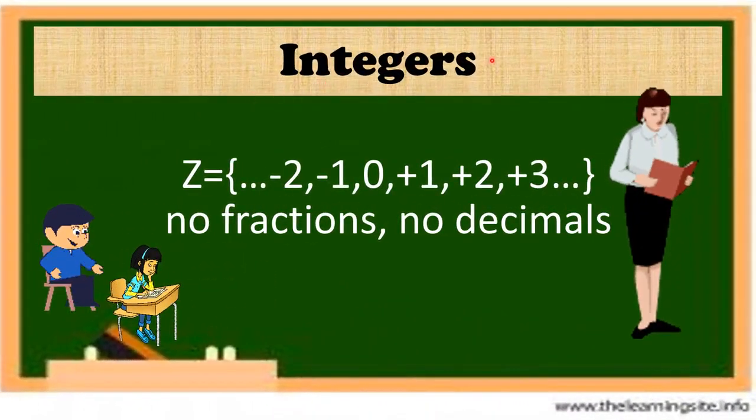The set of integers, represented by letter Z, includes 0, the positive integers to the right of 0 up to infinity, and the negative integers to the left of 0 up to infinity. No fractions, no decimals.